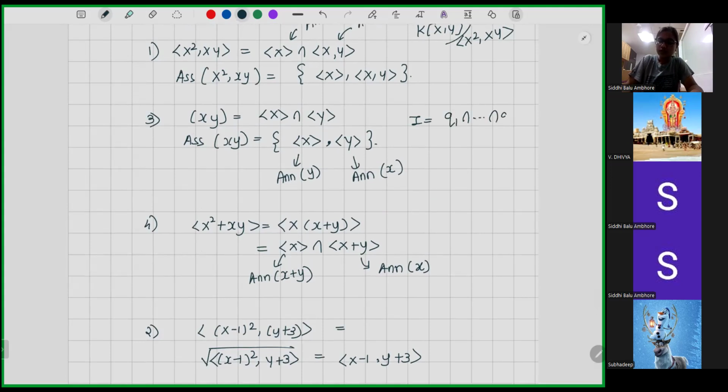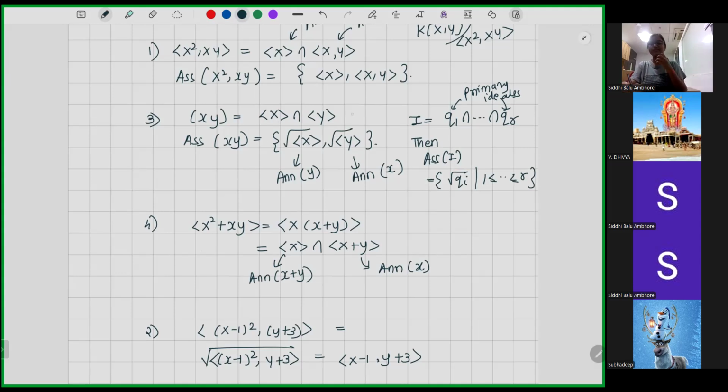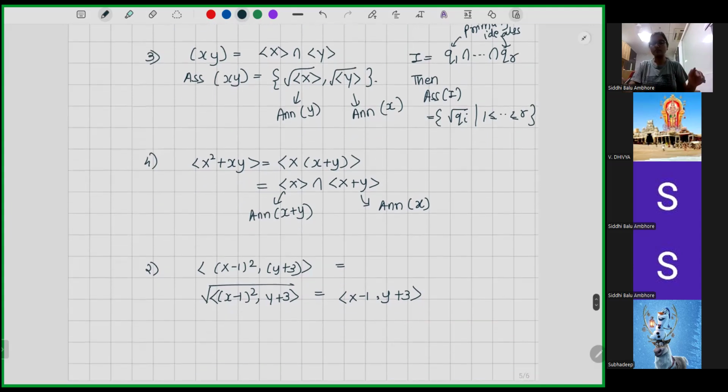Q1 intersection Qr, where each of these are primary ideals, then the associated primes of I are the radicals of this Qi, for this r. So when I split these ideals, I should ideally take radicals of these ideals, x, y, and so on. But since these are all radical ideals, I have omitted this. But technically it should be this, and so on. Is it clear?